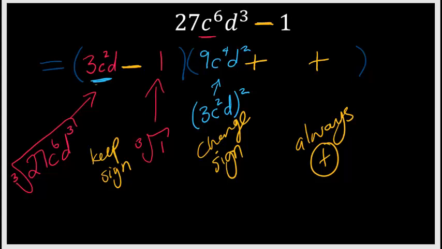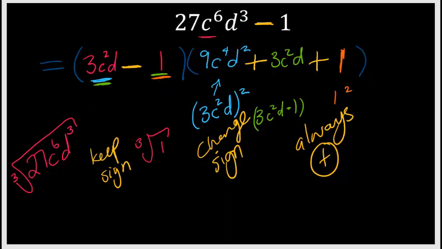Our second term, we're going to take the first term, 3c^2d, multiplied by 1. So we say 3c squared d times 1, and that gives us 3c squared d. And then our third term is going to be this 1 over there, and it's going to be 1 squared, which is 1. And that, my dear friends, is your final answer. This is how you answer this question. Okay, I hope that jogged your memory. Let's continue.